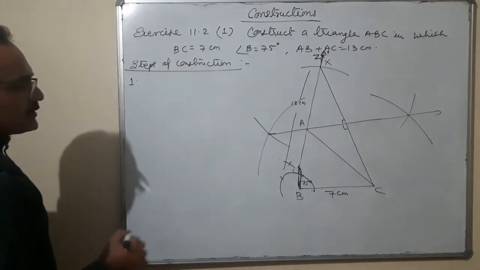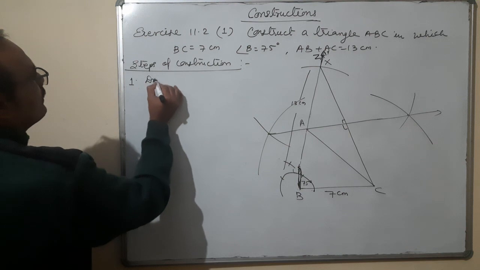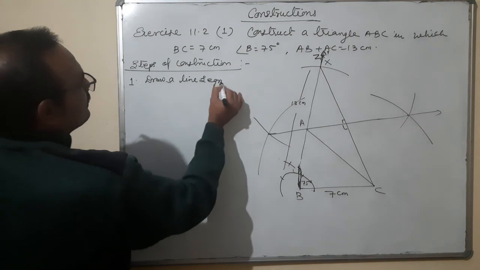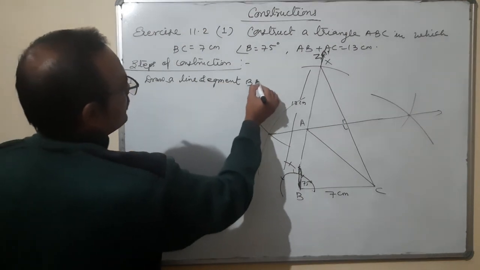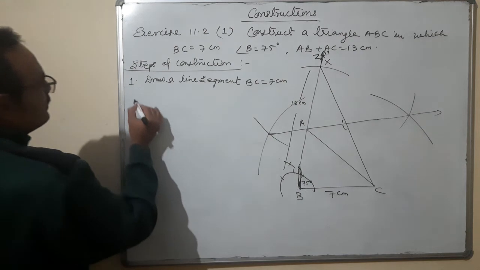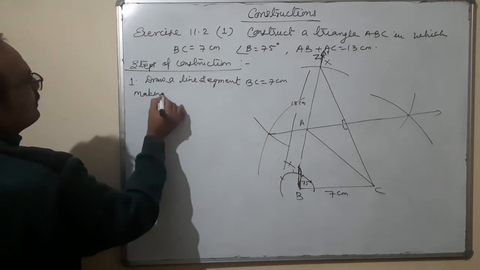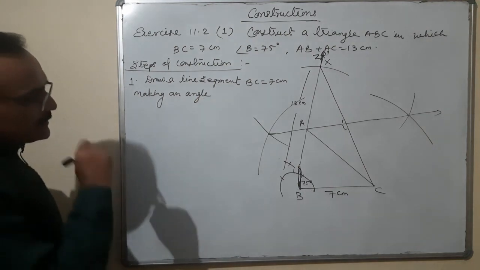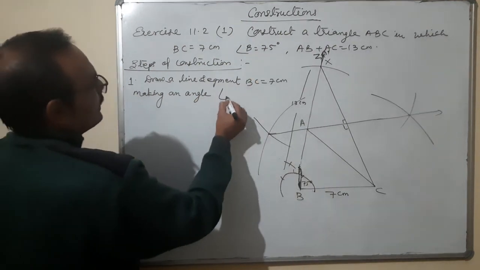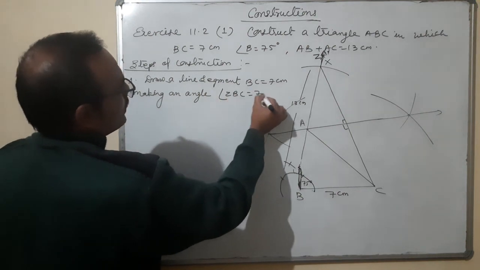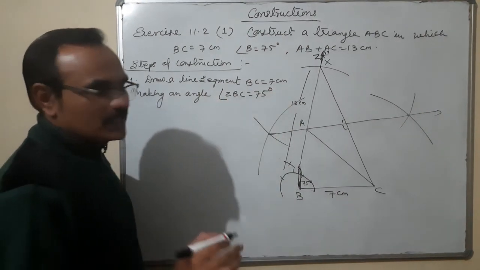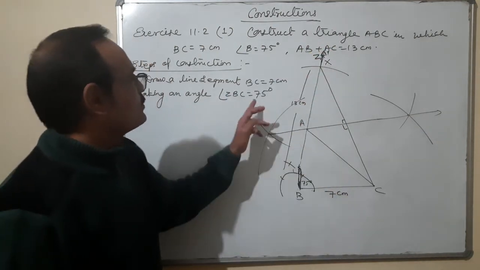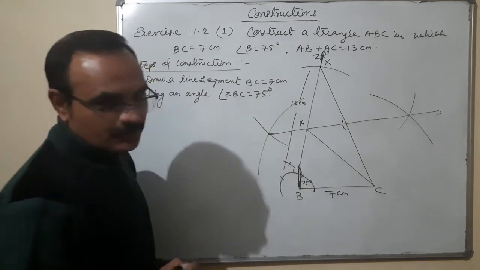So first step, draw a line segment BC equal to 7 centimeter, making an angle ZBC equal to 75 degree. This description of how to make a 75 degree angle is not required here. Angle ZBC is equal to 75 degree. That's it. So that is the first step.